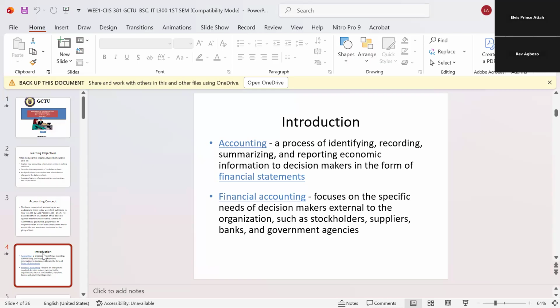And so what then do we mean when we say financial statement? The financial statements are about 4 or 5 items that are brought together to give meaningful information to users of accounting information. So the focus is on the specific needs of decision makers.